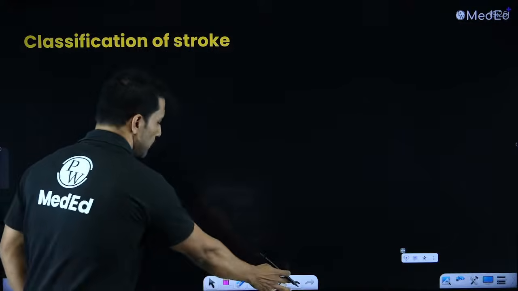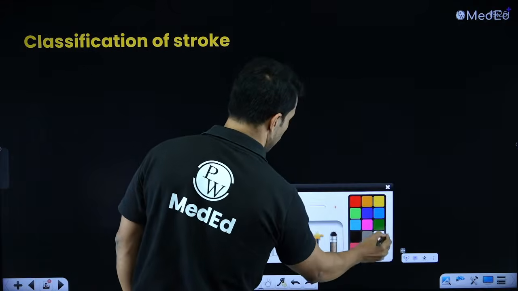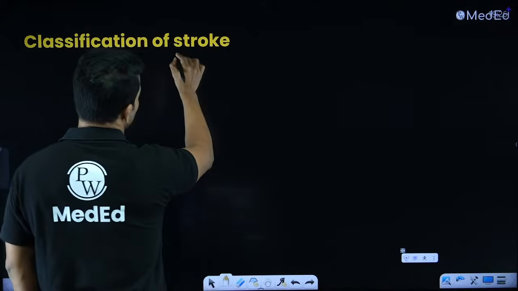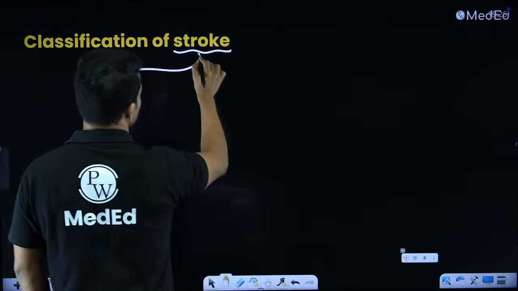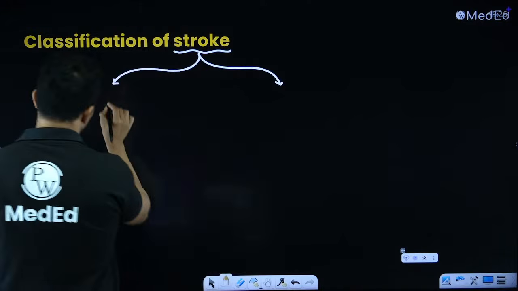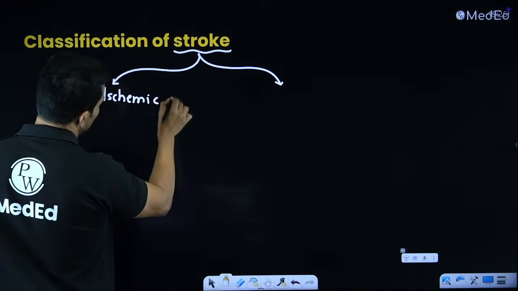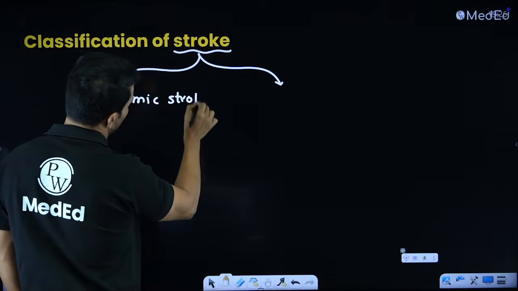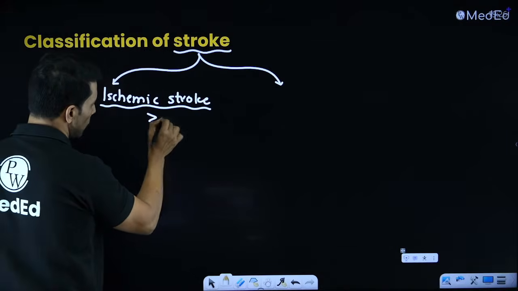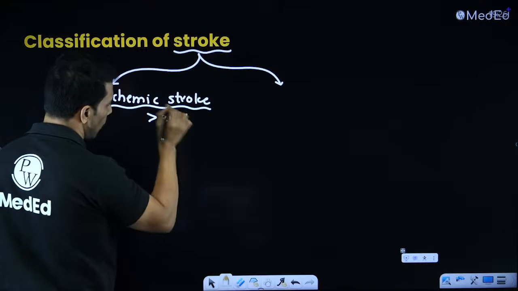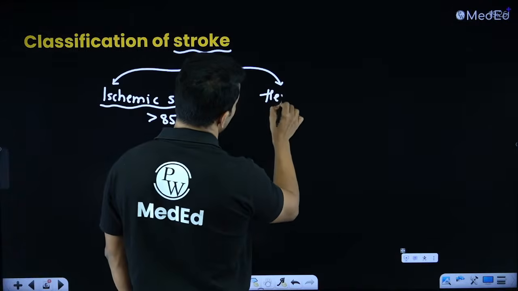So if you have a patient with stroke, a pathology of the blood vessel resulting in loss of function of some part or all of the brain, we call it stroke. Stroke will be broadly classified into two groups. One is ischemic stroke, where a blood vessel is blocked. And remember, ischemic stroke is the most common type of stroke. This category accounts for more than 85% of all cases of stroke, while hemorrhagic stroke is relatively less common.